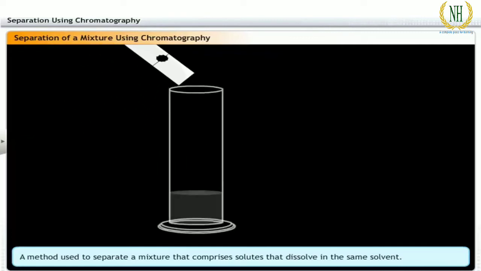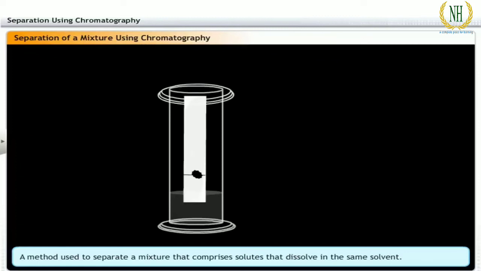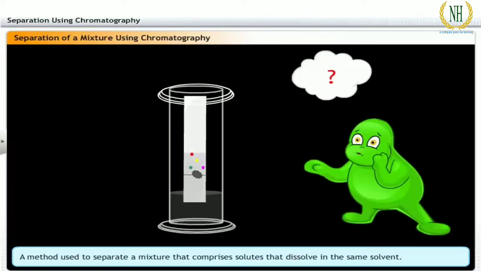Finally, lower the filter paper into a jar containing water so that the drop of ink on the paper is just above the water level. Don't disturb the jar. You will see that the water rises up the filter paper. But why are there different colored spots on the paper strip?